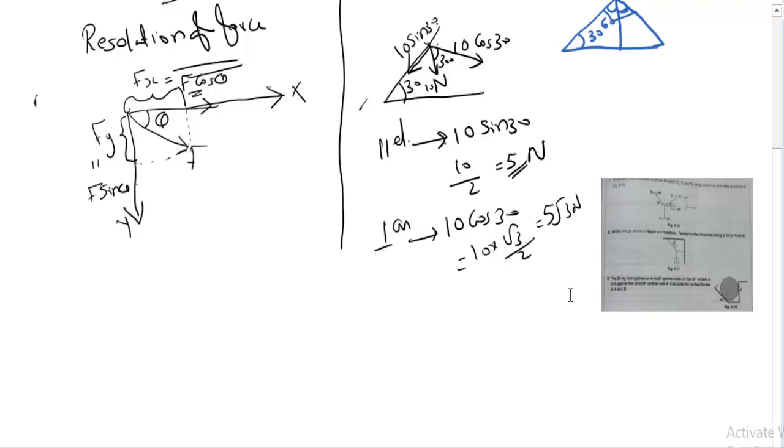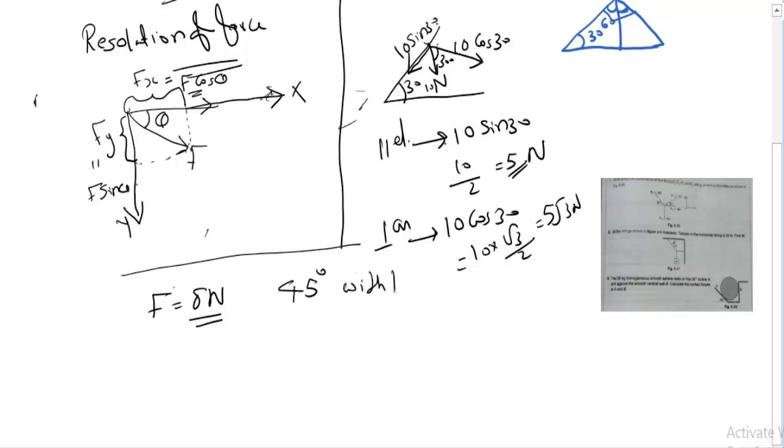Next we are going to study another question. Resolve horizontally and vertically a force F equal to 8 Newton, which makes an angle 45 degree with the horizontal. The 8 Newton force is acting with respect to the horizontal, making an angle 45 degree. We need to resolve that into vertical and horizontal components.